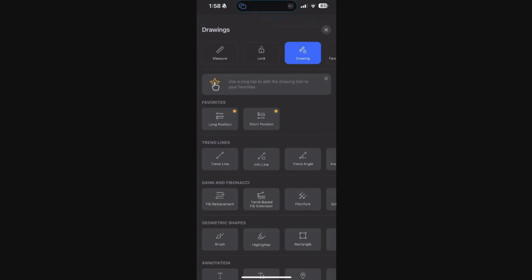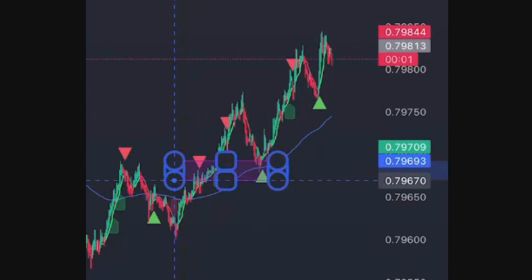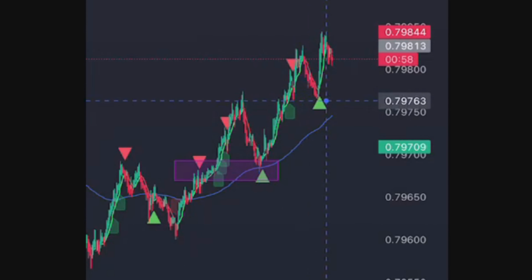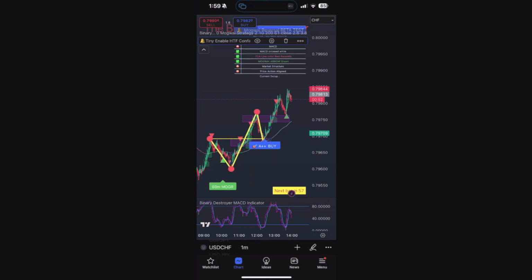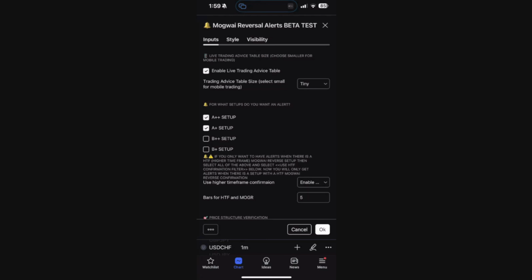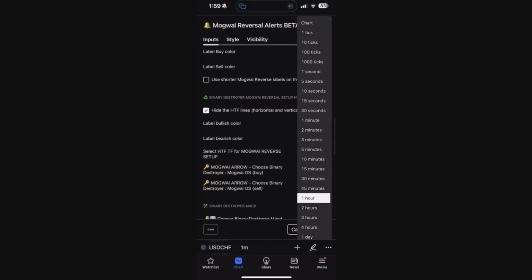So if I just mark up my structure there, okay, that is my first pullback, and this is my second pullback there. So as you can see on this particular trade, if I just turn the alerts on, I'm going to change the... I didn't actually set this up to do this video, actually.